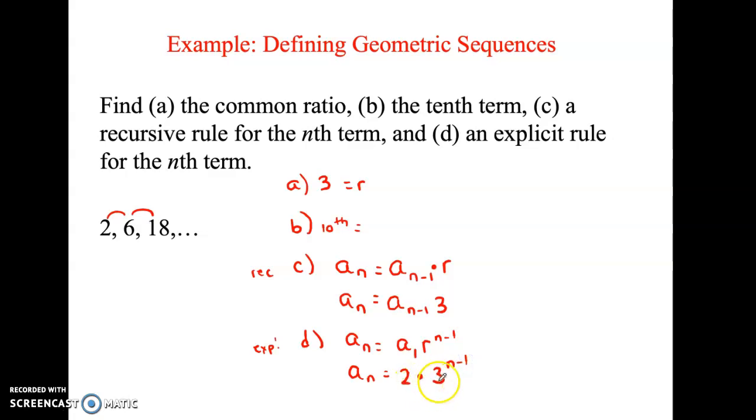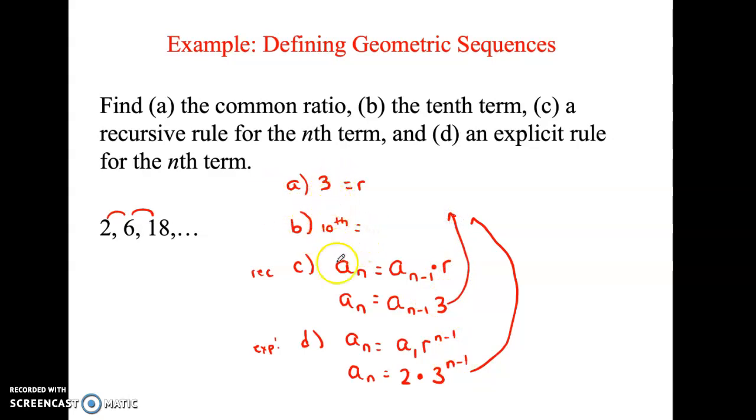This is not the same thing as 6 to the n minus 1. Order of operations is you exponent first and then multiply. These are the general forms. So if I want the 10th value, that one would be too complicated because we don't know the 9th one. So I would definitely use the explicit, just like we did with the arithmetic.